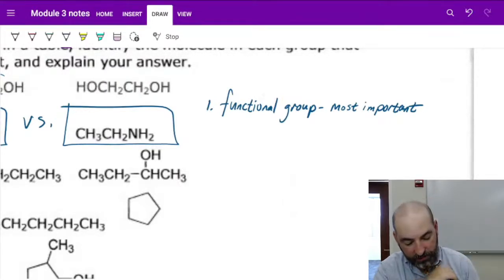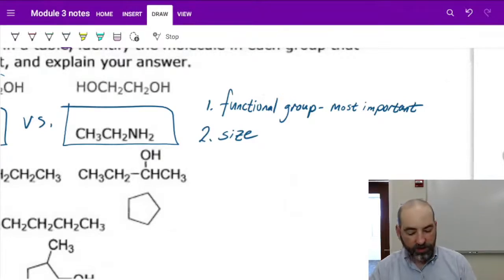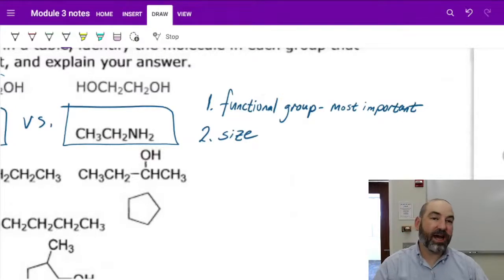So that's number 1. Then, if you have similar boiling points, we can look at the size of the molecule. And be careful not to mix up this order, because the size part is a lot easier, right? Bigger thing, higher boiling point. That makes a lot more sense. But it's not as important of an effect. So you have to look at the functional group first, and then you can compare the sizes.